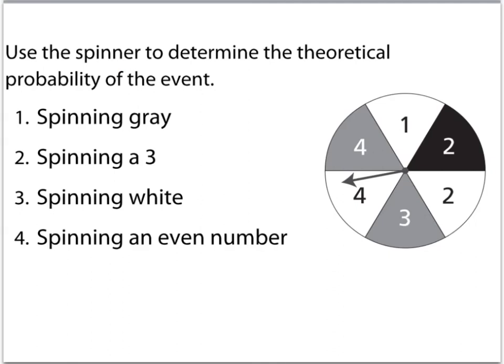Okay, last thing. You have a spinner here. I would like you to determine the probability for each thing: spinning gray, spinning a 3, spinning white, and spinning an even number. That's section 9.2 on theoretical probability.